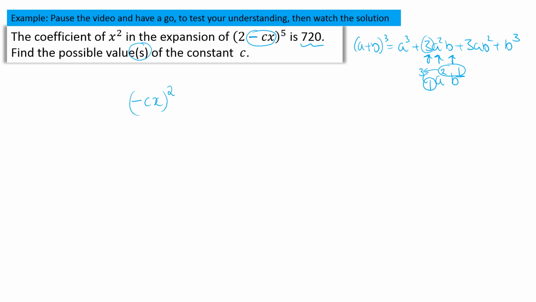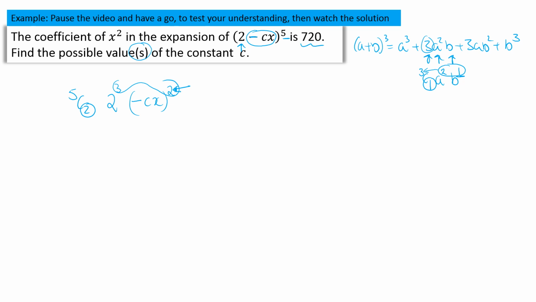So this is going to tell us that this term will be 2 cubed because the 3 and the 2 have to sum to the 5 on the bracket, and then we're going to have a 5C2 because this number here needs to be the same as the power that's on the b term, which in this case is minus cx.